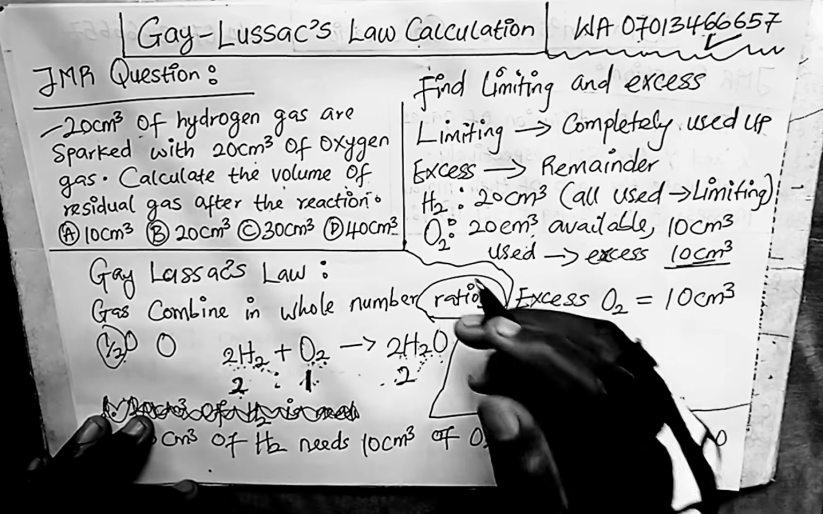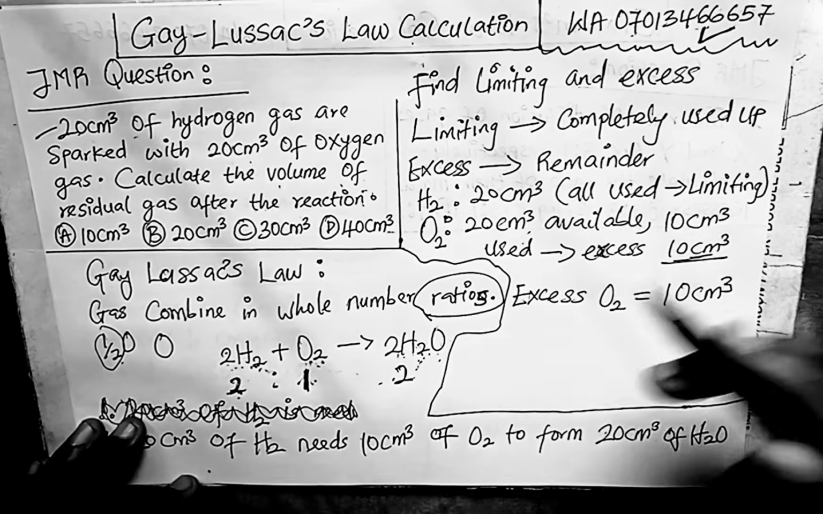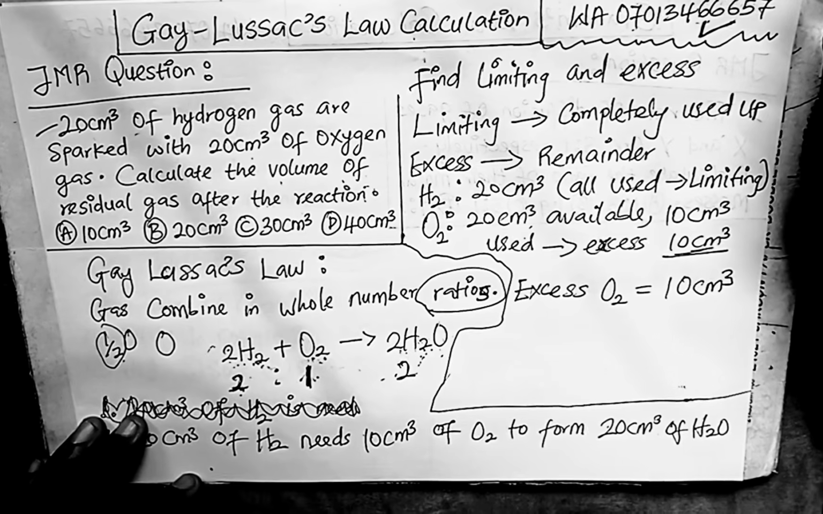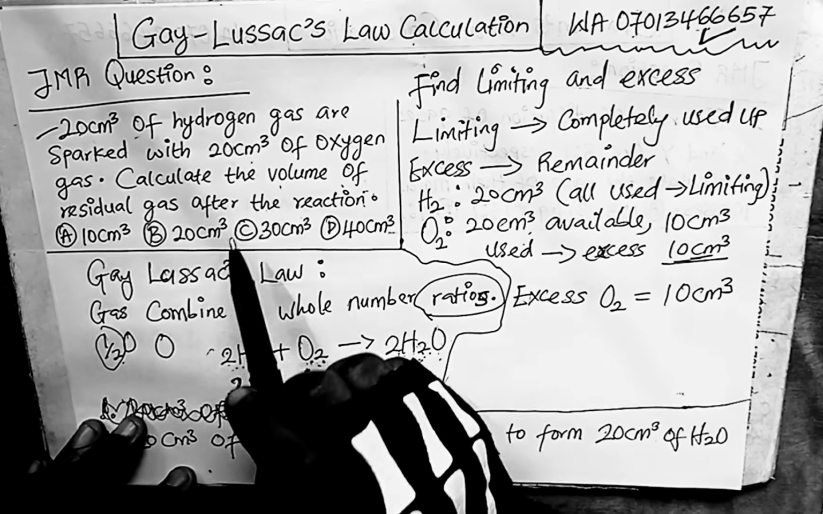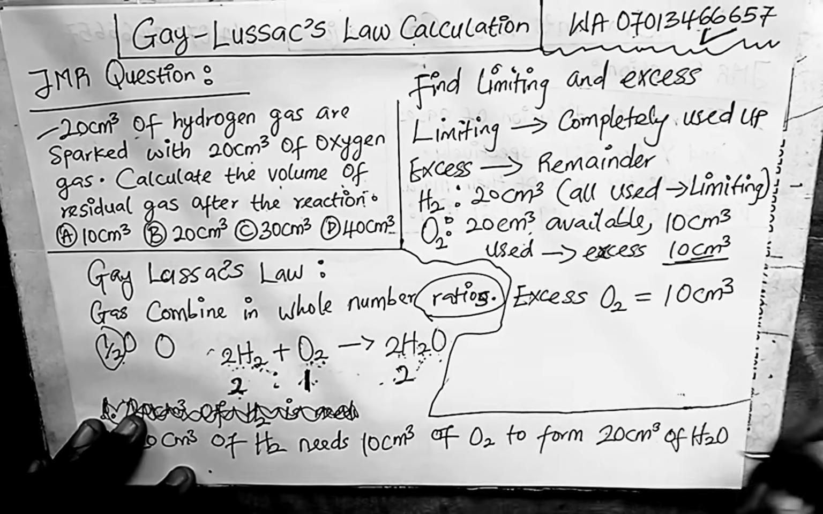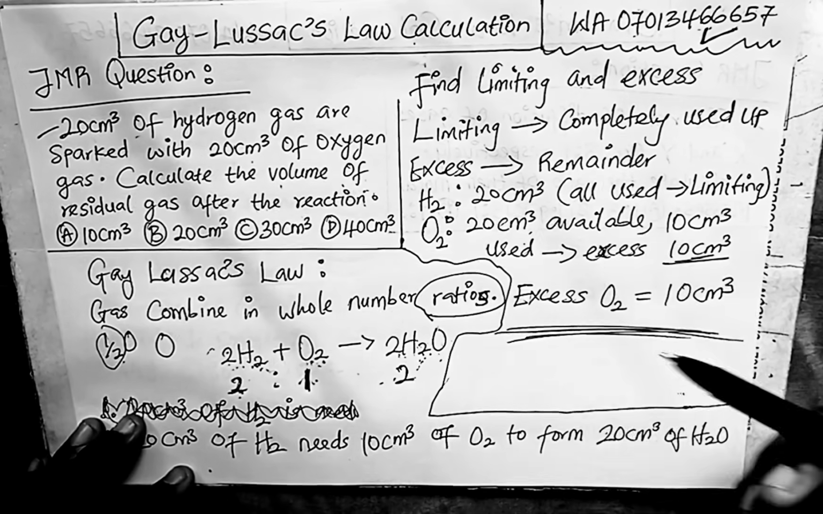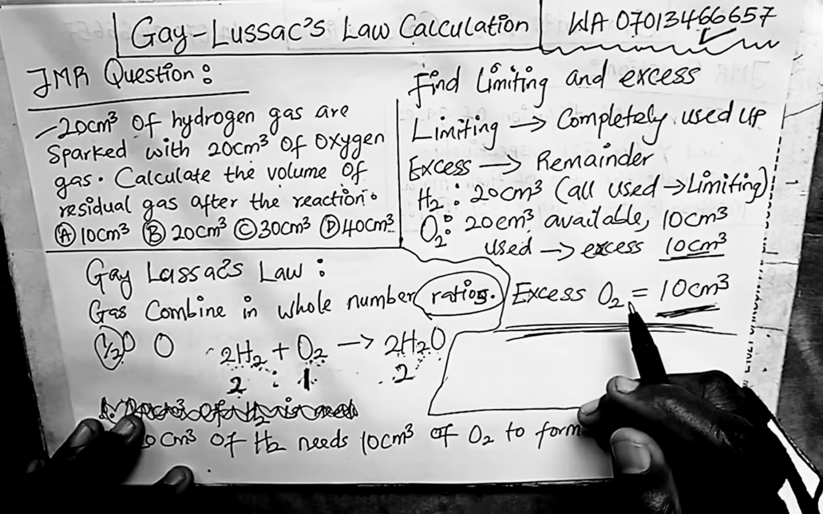So easy. If you understood what I've taught you properly, you should know that after balancing the equation, you've gotten the answer to this question. Remember, it asks us to calculate the volume of the residual gas. That's the gas that will remain. It is this excess that is the residual gas, the gas that remains after the reaction occurred. So this one is the volume of the gas left.